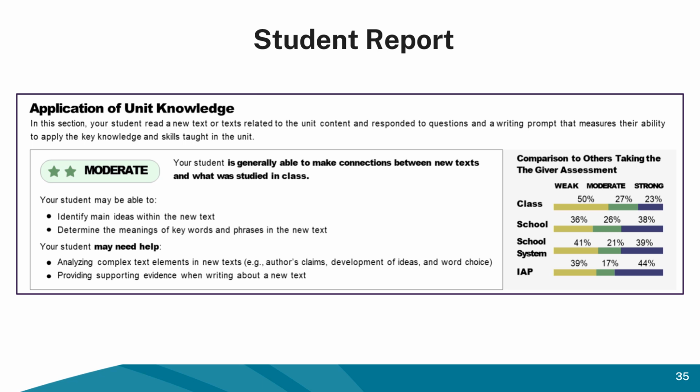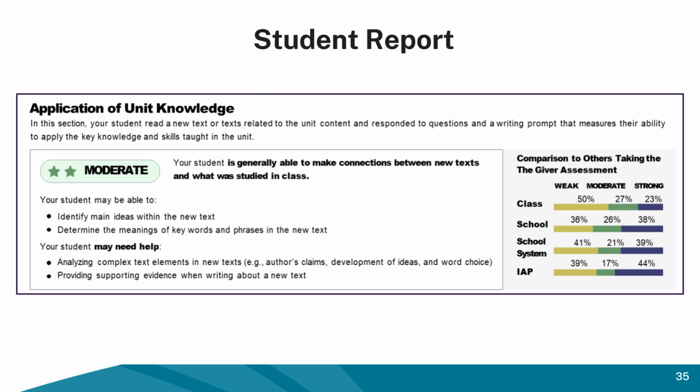In addition to ratings for each category, the report also provides information on what a student at that level is able to do and what they may still need help doing. In the example shown on the screen, you can see that a student who scored moderate on application is likely able to identify main ideas in a new text and determine the meanings of key words and phrases, but may still need help analyzing complex text elements and providing supporting evidence when writing about a new text.